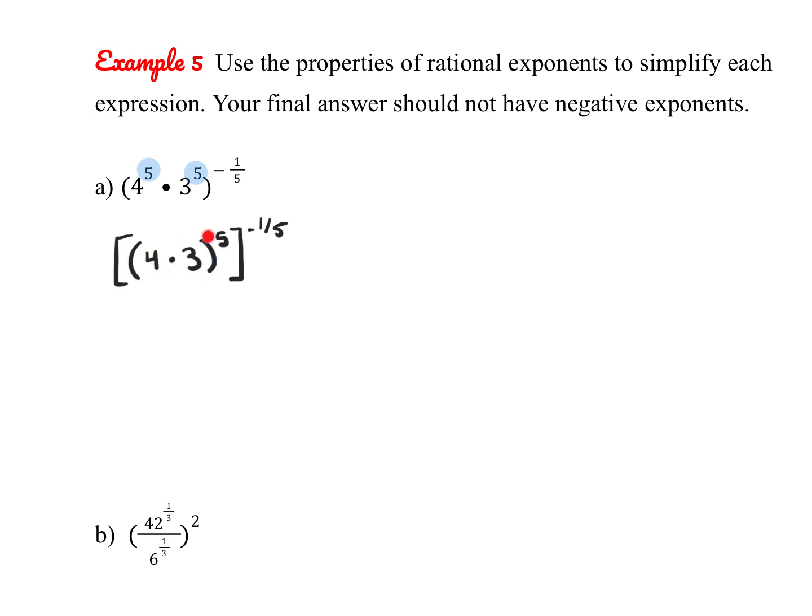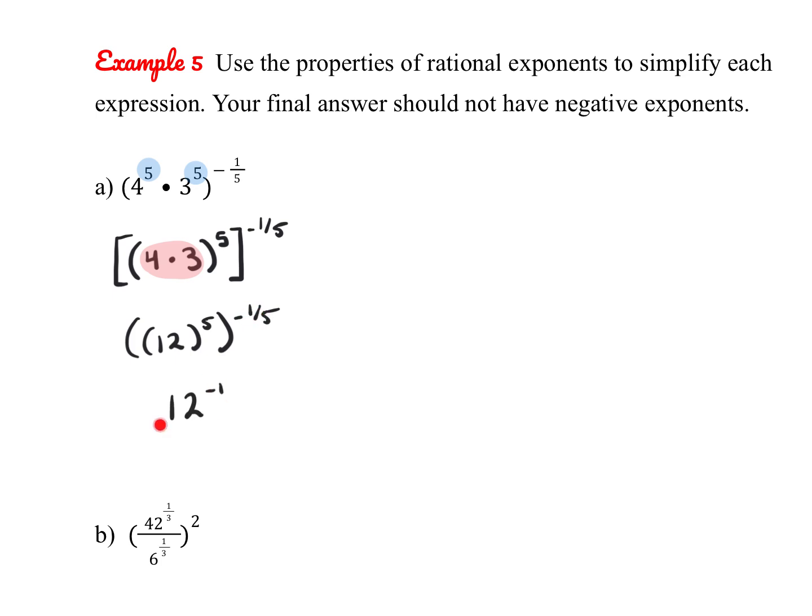So now that I've written it like this, I am able to multiply the 4 and the 3. So it becomes 12 to the power of 5 to the power of negative 1/5. And then here I'm going to multiply my exponents together. 5 times negative 1/5 is negative 1.